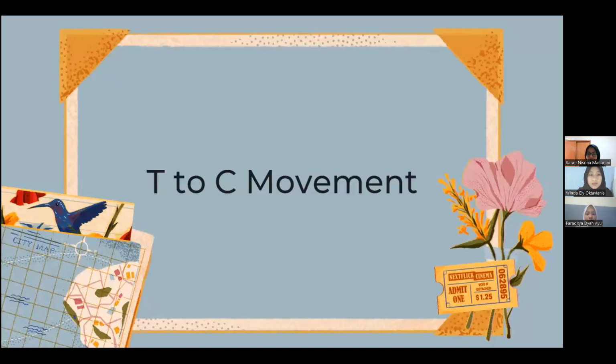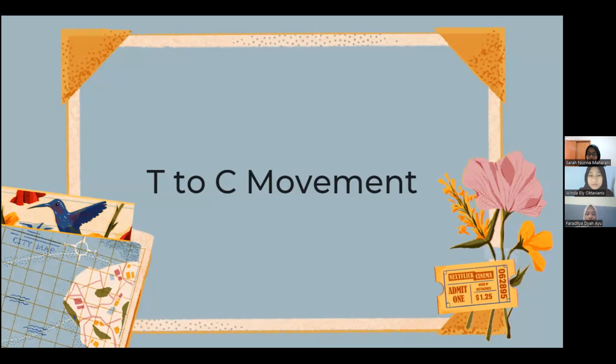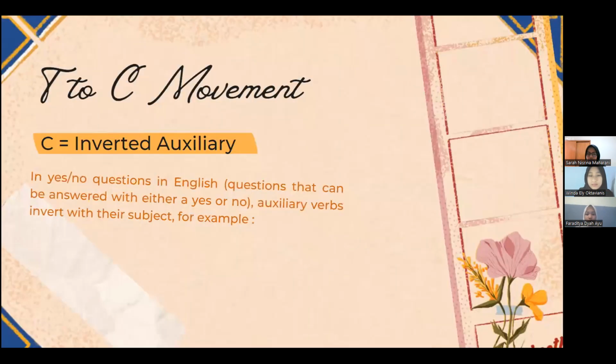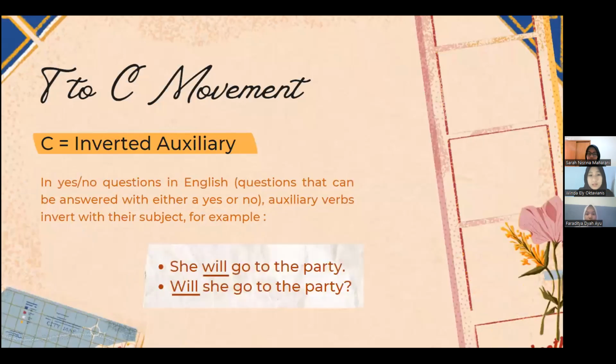Next is T to C movement. T to C movement, also called inverted auxiliary, is a movement from T, or tense, to C, or complementizer. The auxiliary, such as will, could, should, have, and others that are located in T moves to C and then becomes a yes or no question.